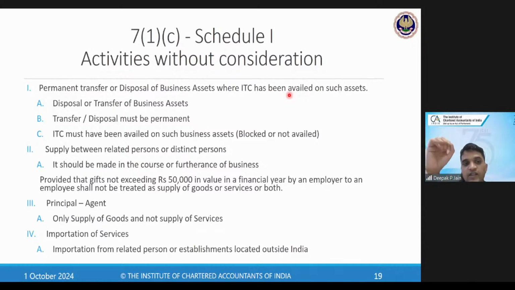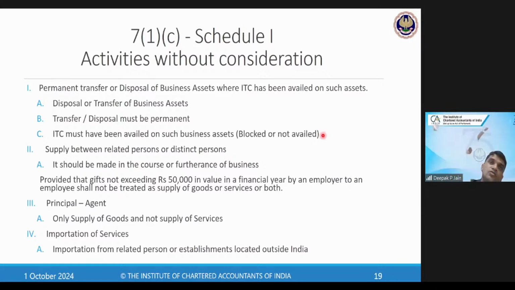First is when there is a permanent transfer or disposal of business assets. What are the conditions for it? The disposal should be a disposal or transfer of a business asset. Second, the transfer must be permanent, nothing like a temporary transfer where you transfer it and then get it back. That will not get covered. And ITC, which means input tax credit, must have been availed on such business assets, which means it should not be blocked or not utilized. I'll give you two examples.